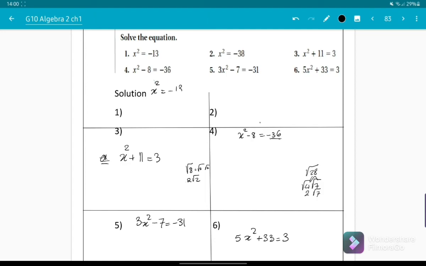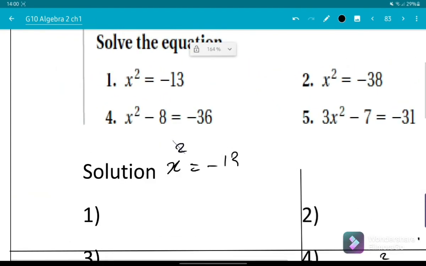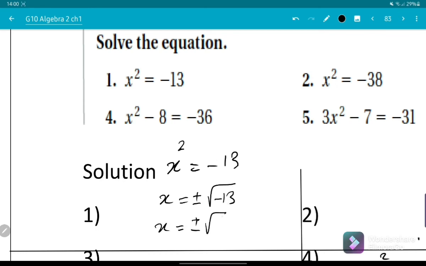To add some practice to this, solve x squared equal negative 13. So when you take the square root for both sides, it will be x equal positive or negative square root of negative 13. So the answer will be positive or negative square root of 13 i, because you take the negative outside by writing i.